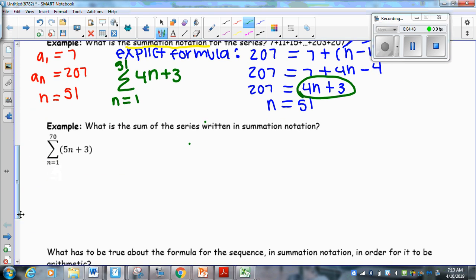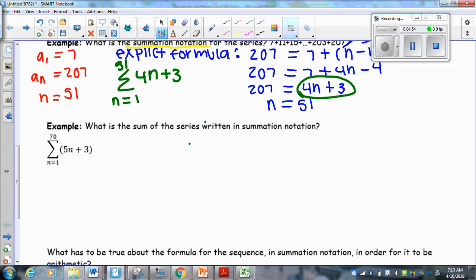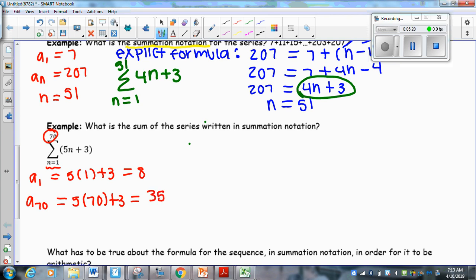All right, just a few more examples here. So now let's find another sum, but now we have it in summation notation. So what we need to do is we actually need to find what a1 is. a1 is going to happen when I plug in 1 for n. So that would be 5 times 1 plus 3, which is 8. So a1 is 8. Our last term is going to be a sub 70. So I'm going to plug 70 in for n. So I'd have 5 parentheses 70 plus 3. And that gives me 353.